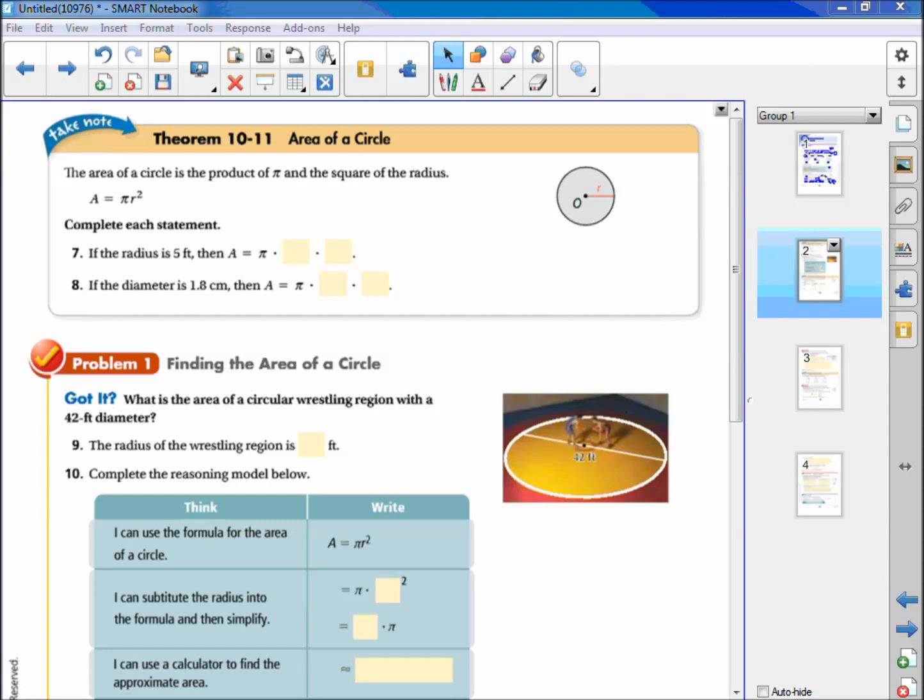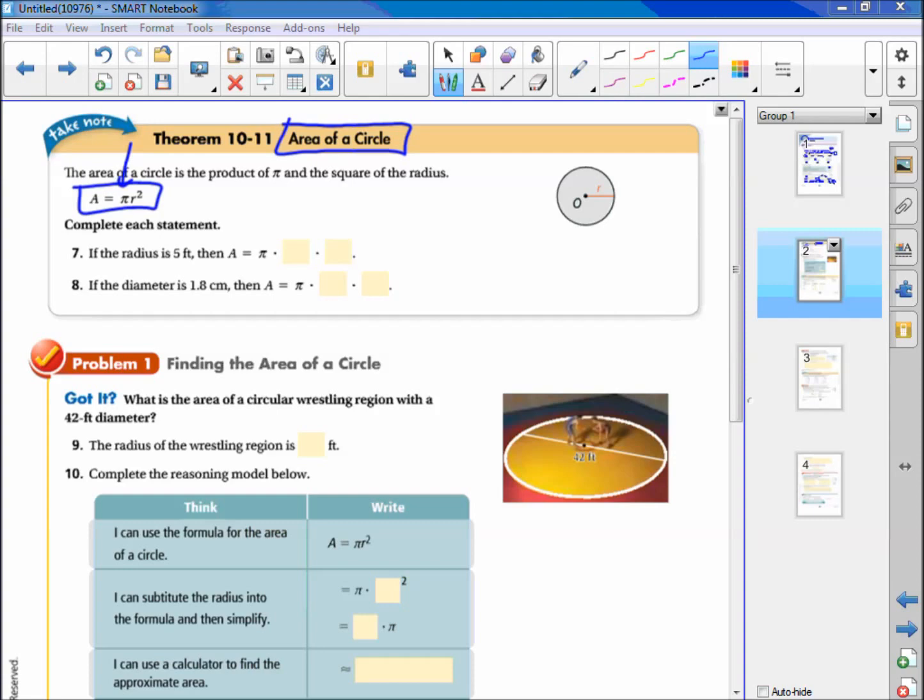Okay, on page 2, we have theorem 10-11, the area of a circle. And most of you already know this. The area of a circle is pi times the radius squared. And remember, that's how many squares would cover the circle. And because pi is irrational, most of the time we're not going to be able to find an exact answer that doesn't have the word pi in it, or the symbol pi.